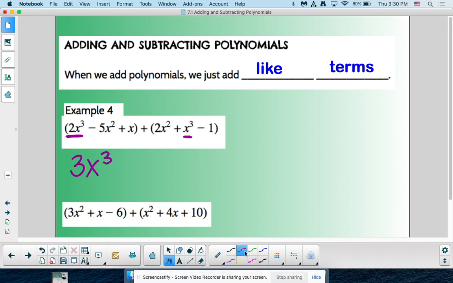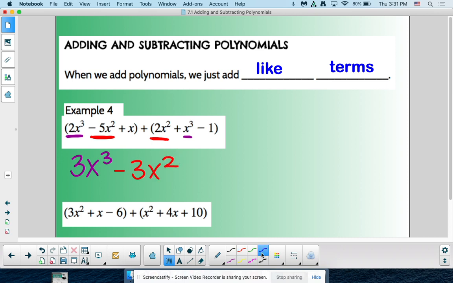All right. Now I'm going to go down my list. I'm writing it in standard form. Do I have any x squareds? Well, I have negative 5x squared here, plus 2 more here. So negative 5x squared plus a positive 2x squared would bring us to negative 3x squared.